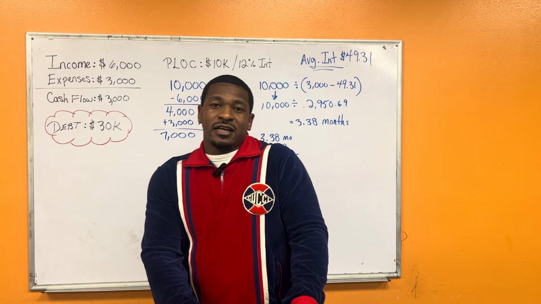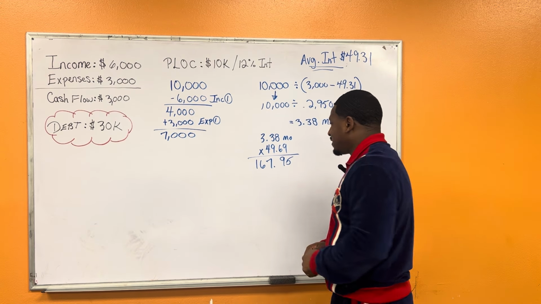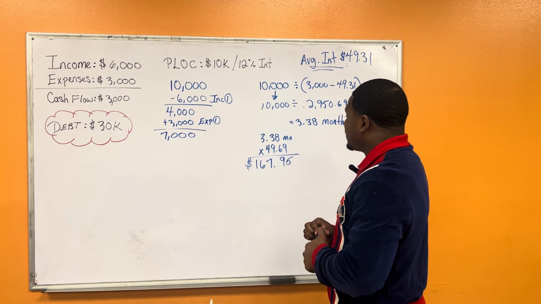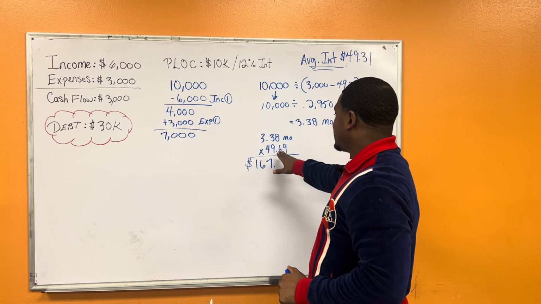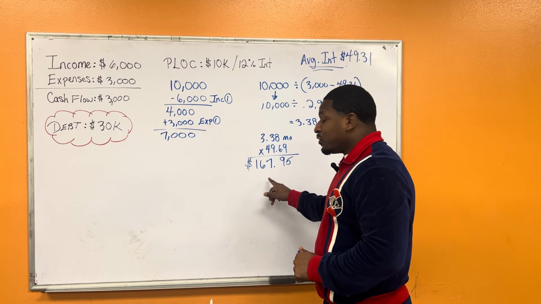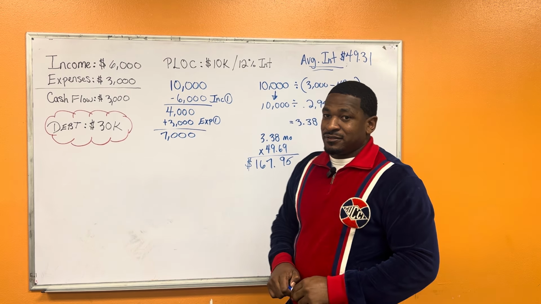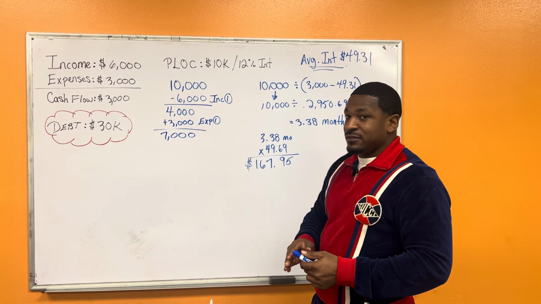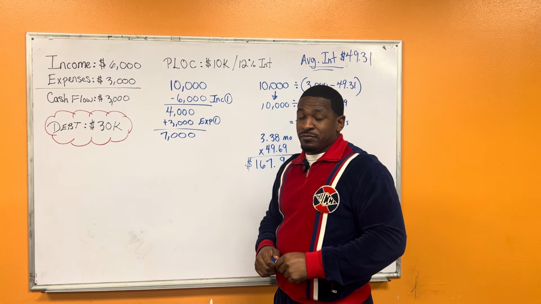Bear with me, guys. I got to look at my calculator. I got to calculate this stuff. So in between, that's why I'm taking my time. So in a matter of 3 months of paying off $10,000 on a personal line of credit and interest, you only spent $167.95. So that's how you calculate how much interest you are paying throughout the life of a personal line of credit.